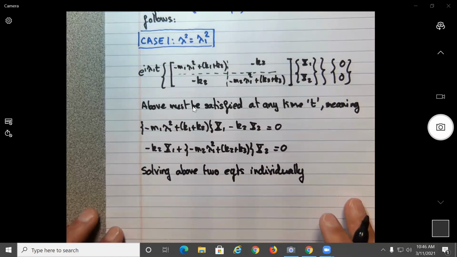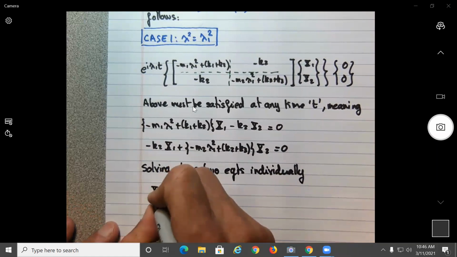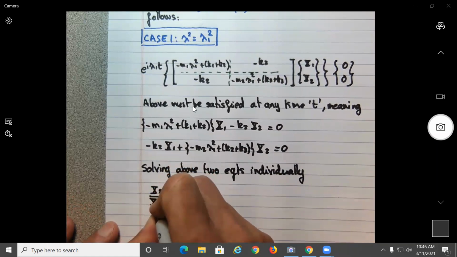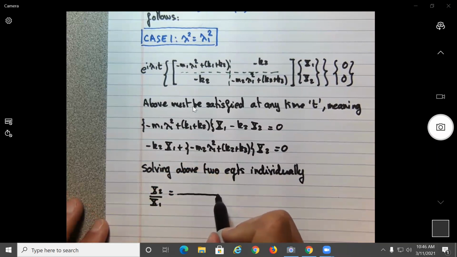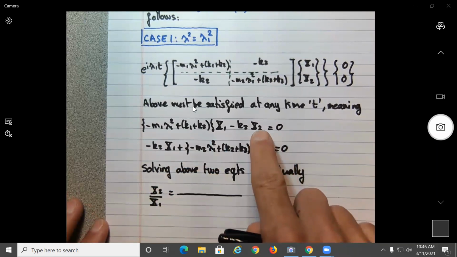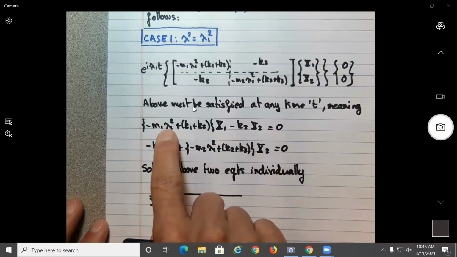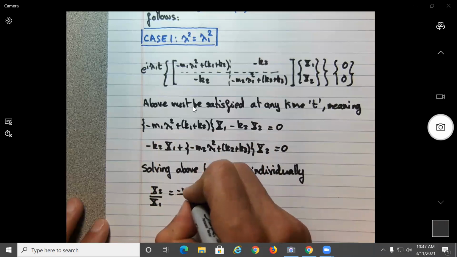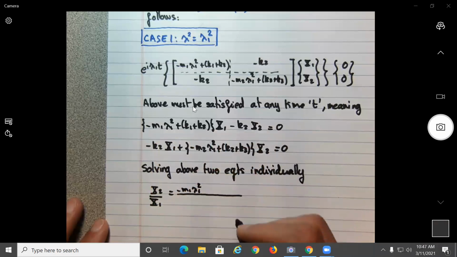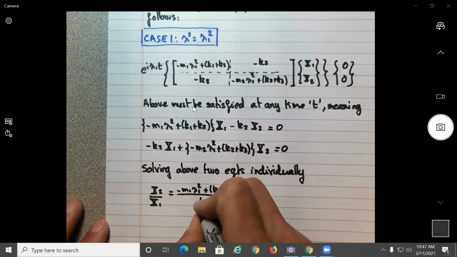Again, this is a lot easier than it looks when you have numbers. So you will have x2 over x1. Let's do it together. The first one, if we use the first equation, what will you have? X2 divided by, so you move this one to the other side, will be equal to what? This term over here divided by K2, no? So it should be minus M1 lambda 1 square plus K1 plus K2 divided by K2.